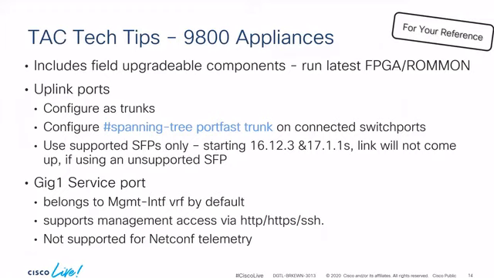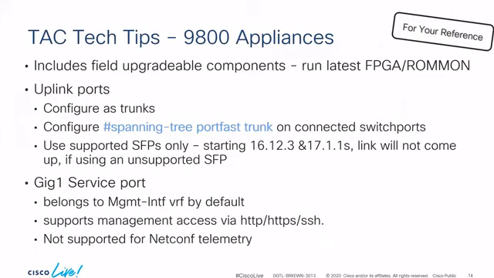In addition to the distribution ports, the 9800 appliances have an out-of-band management gig port called the service port. Now, typically on the 9800, we do not support VRFs, but the Gig 1 port by itself comes by default in the management interface VRF. It's not really a big deal because this is just an out-of-band management port.